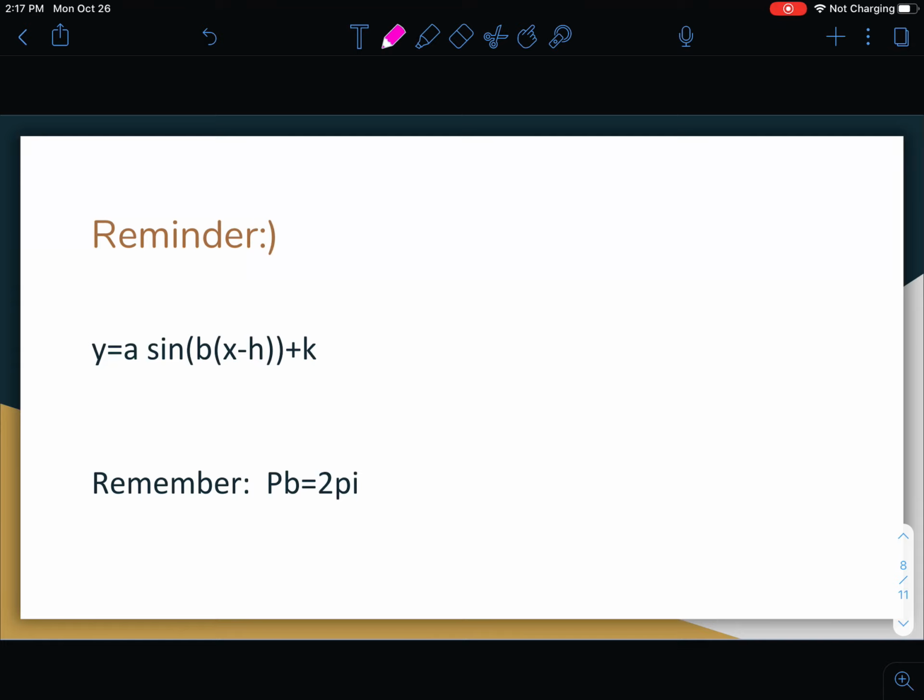Reminder that in our equation for a sine or cosine function, the a value is going to tell us the amplitude. It will also tell us if the function perhaps reflects across the x-axis. The b value is going to remind us that the period times the b value, their product, is equal to 2 pi. The h value is the horizontal shift, and the k value is the vertical shift. The k value will also help us find our midline.